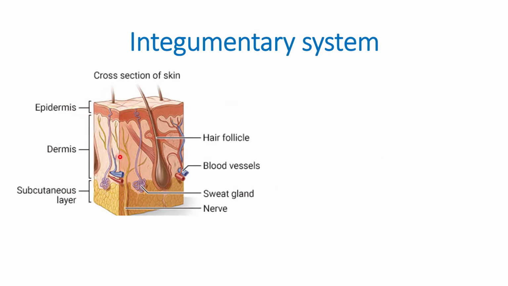The dermis comprises blood vessels and some receptors. The epidermis also contains a few of the receptors that enable detection of sensations. The subcutaneous layer stores fat, and then larger blood vessels and nerves.